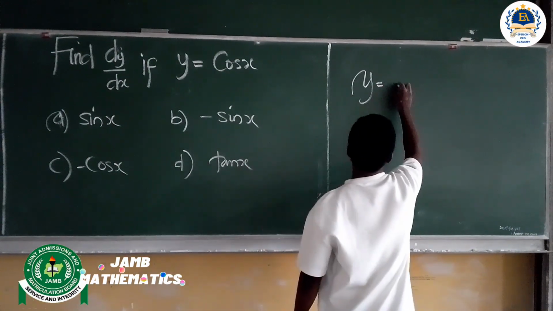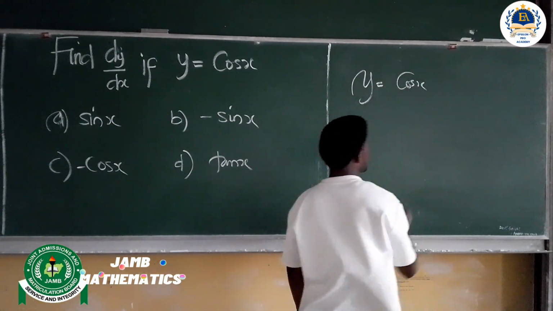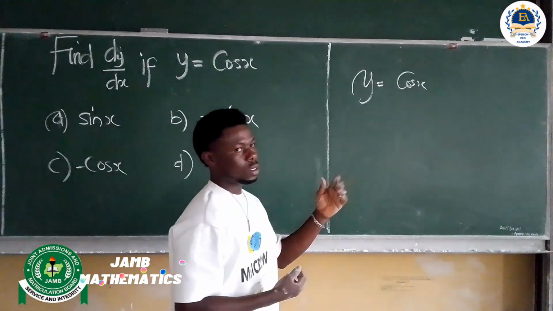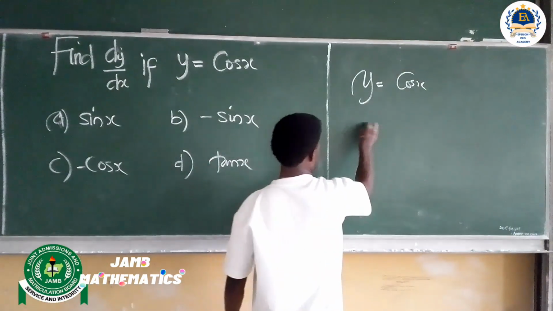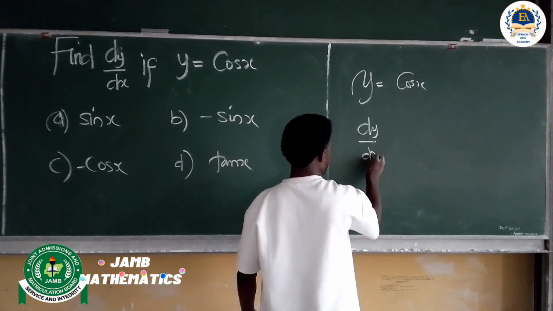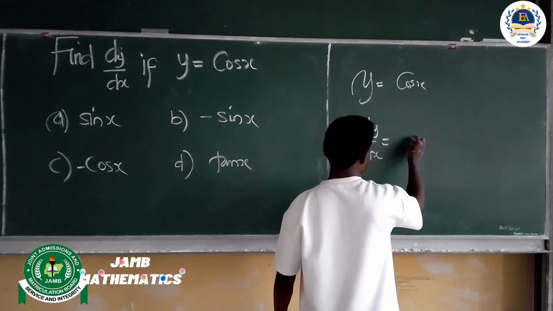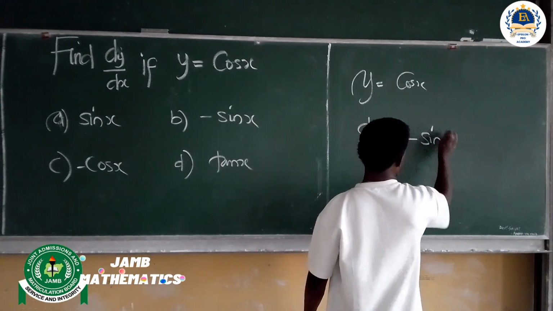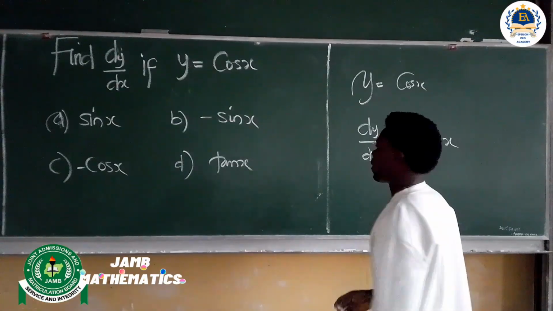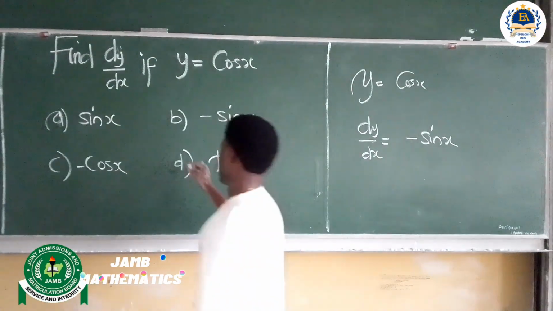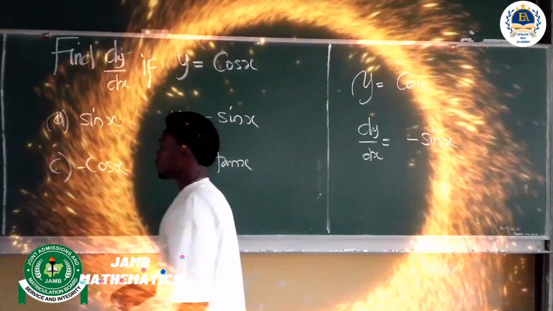If y is equal to cos x, the derivative of this trigonometrical function, dy over dx, will give you minus sine x. So the correct option is option B, minus sine x.